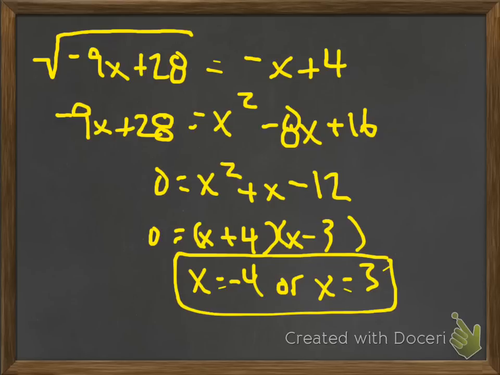Put the 3 in there and you get negative 27. 28 minus 27, which would be 1. Square root of 1 is 1. 4 minus 3 is 1. So 1 equals 1. So the 3 would work also.